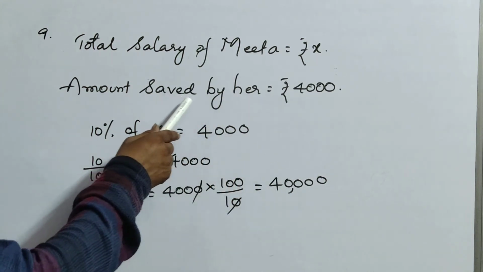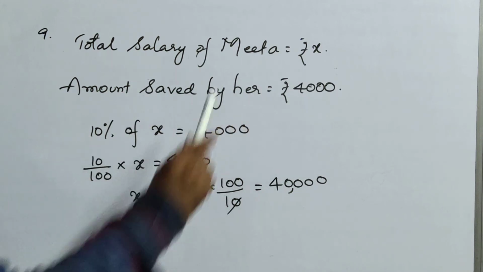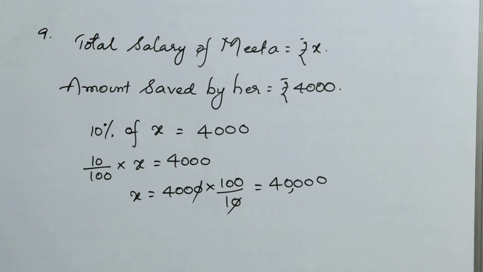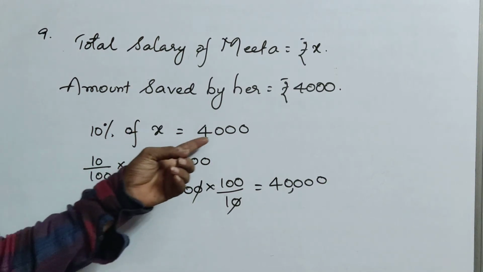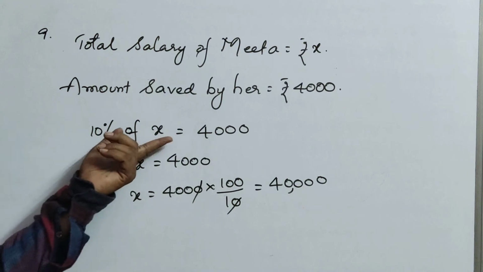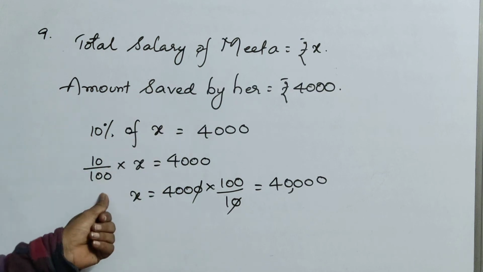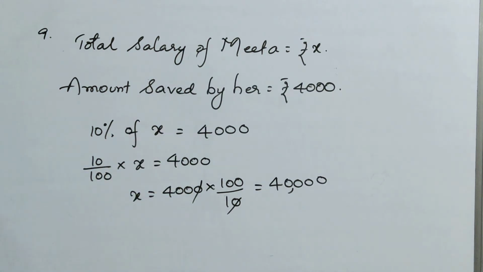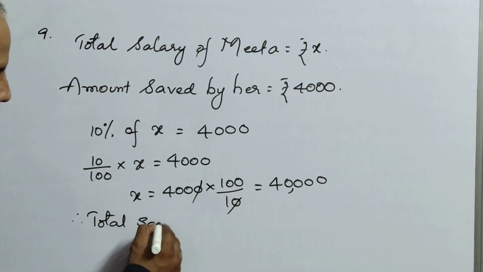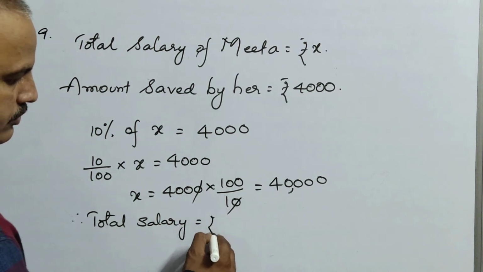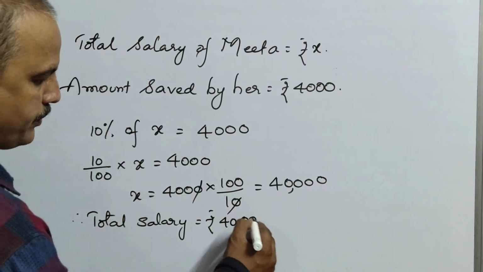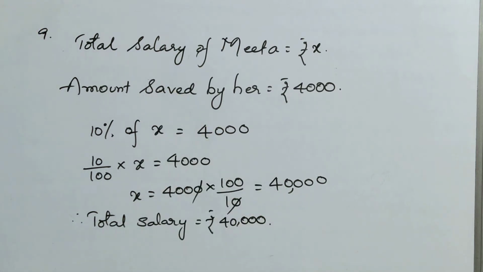In that, how much is she saving? 4,000. The 4,000 is nothing but 10% of her salary. That means 10% of her salary is nothing but her savings. What is her salary? X. So 10% of X equals 4,000. So the total salary equals 40,000 rupees. Okay children, is it clear?